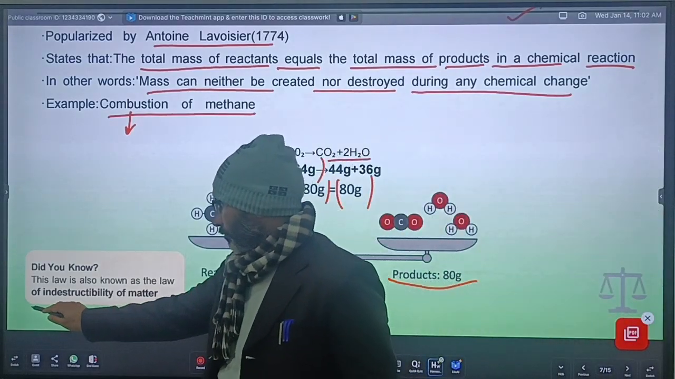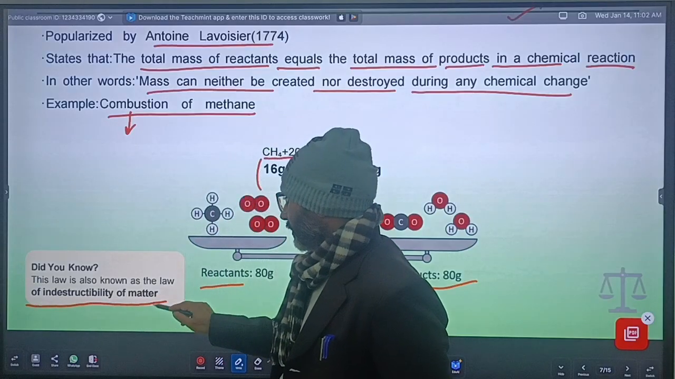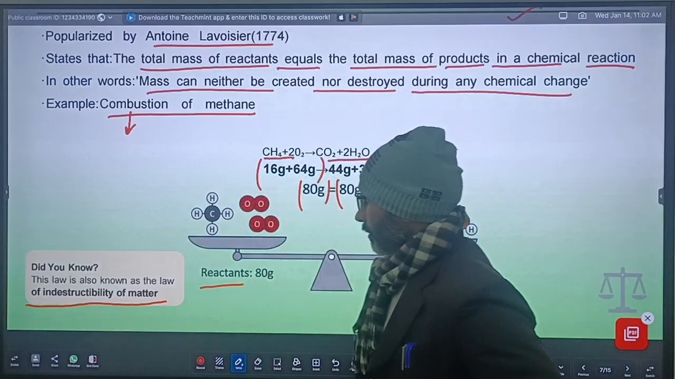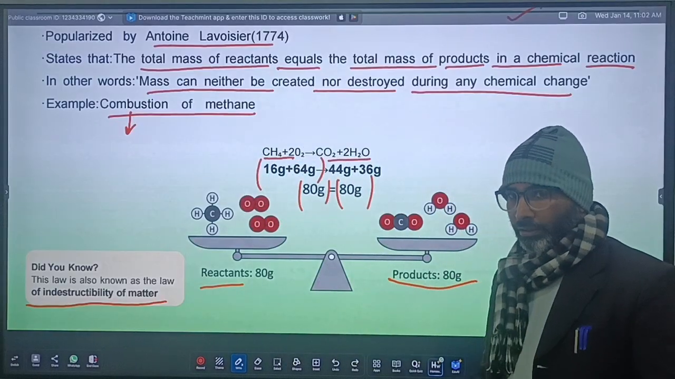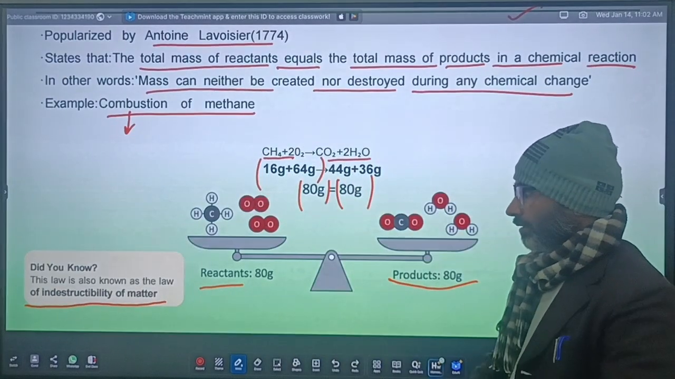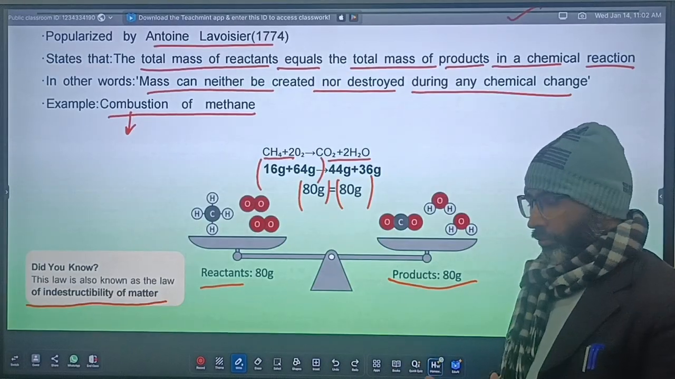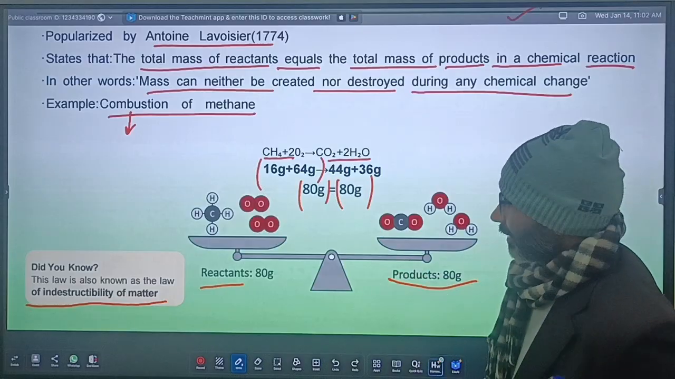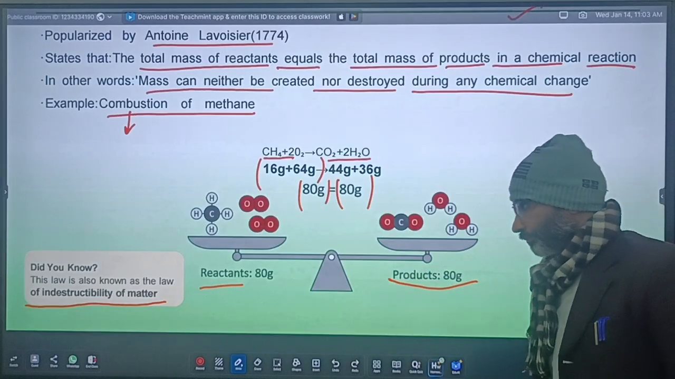So this law is also known as the law of indestructibility, the indestructibility of matter. It means matter can't be destroyed, nor be lost. Mass can neither be created nor be destroyed.